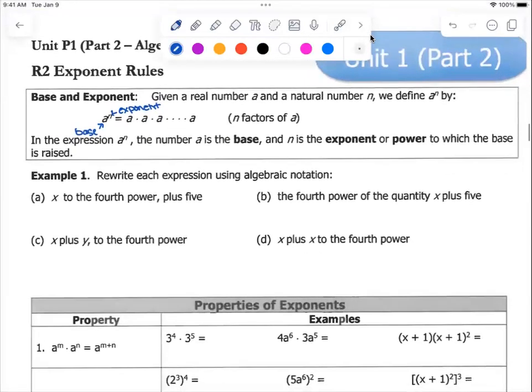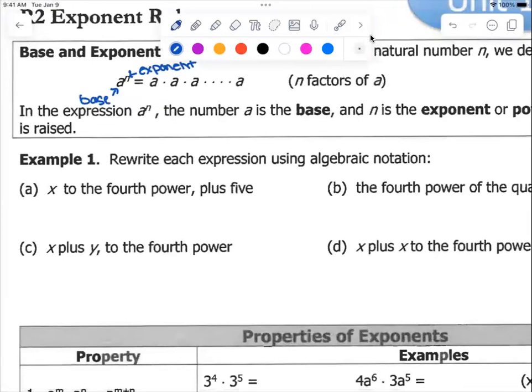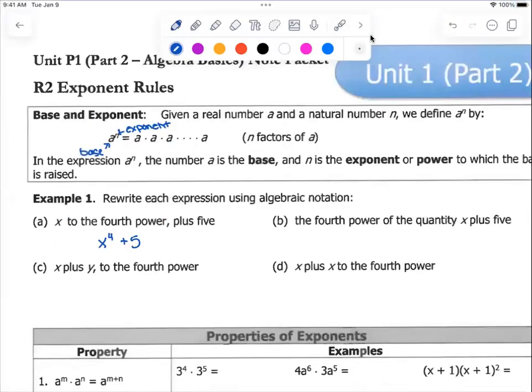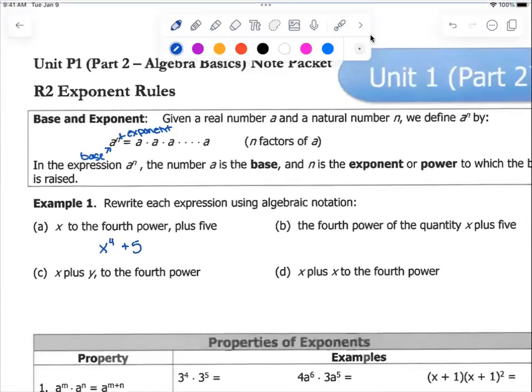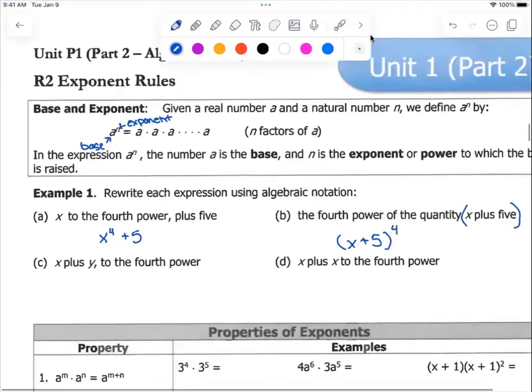Okay, first we're going to rewrite expressions. Pay attention to commas. So in example 1, rewrite each expression using algebraic notation. X to the 4th power, comma, plus 5. So X is being raised to the 4th power, and then you're adding 5. Part B, the 4th power of the quantity. A quantity is going to imply parentheses. So the quantity X plus 5 is together, it goes first, and it's the 4th power of the whole thing.